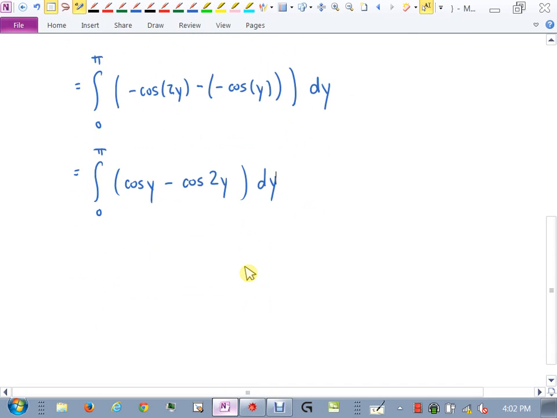I think this one's easy enough that I can just take it all the way. The antiderivative of cosine y is sine y, and the antiderivative of cosine 2y, I have to be able to scale that out. Do y'all agree with those antiderivatives?